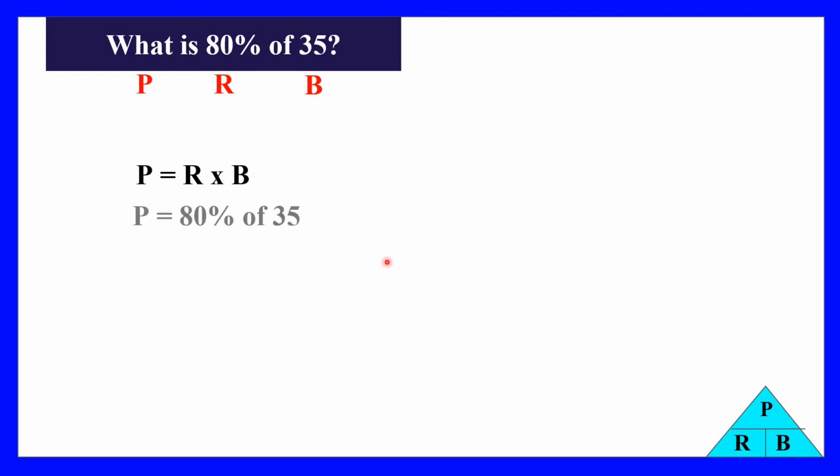So, that would be 80% of 35. And gagawin natin tong decimal point, ay decimal pala. So, this is 0.80 times 35. And the answer would be 28.